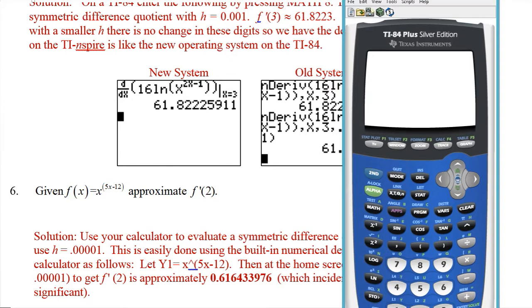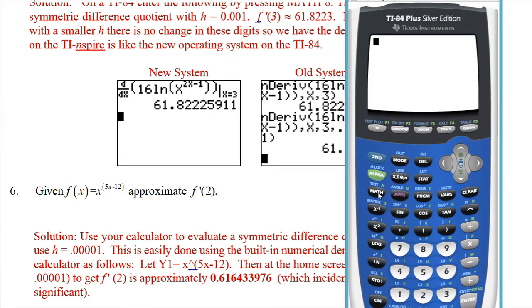on the calculator. So it's Math 8. This is the older operating system, the way it looks. And so you put in the function, x to the power, the formula for the function, parentheses, 5x minus 12, close parentheses, then you put comma, and then the variable's x, just always use x for that second part, comma, and then the value a, or a value of x that you want to evaluate at, 2, and you can close it there, and this is what you get here.